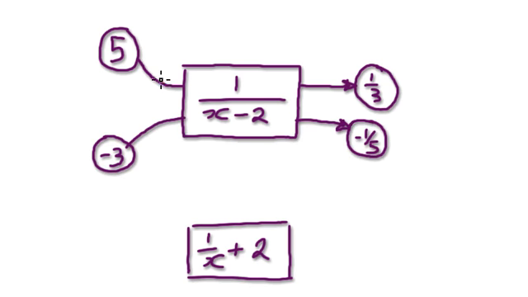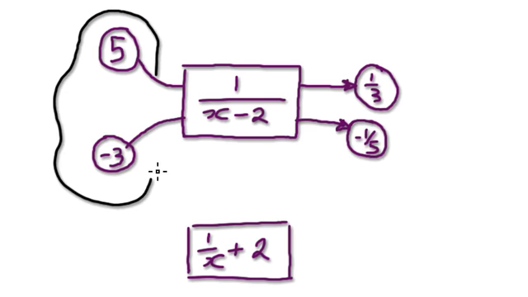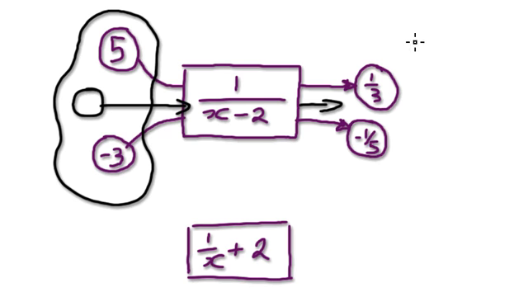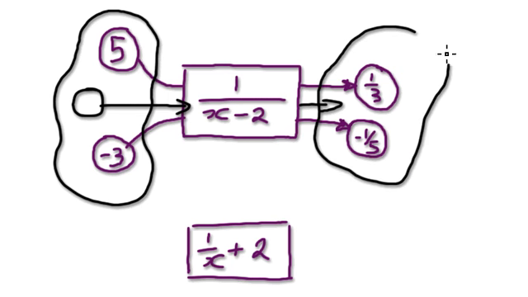Now, this here is your domain. You would put anything into this machine, and it will spit out something over here, and this here is your range. So this here is your range. This here is your domain.